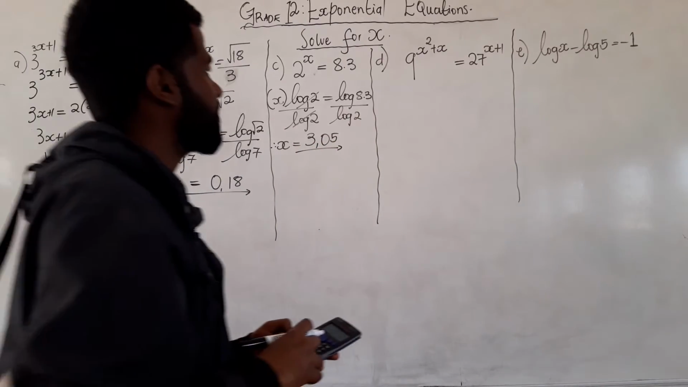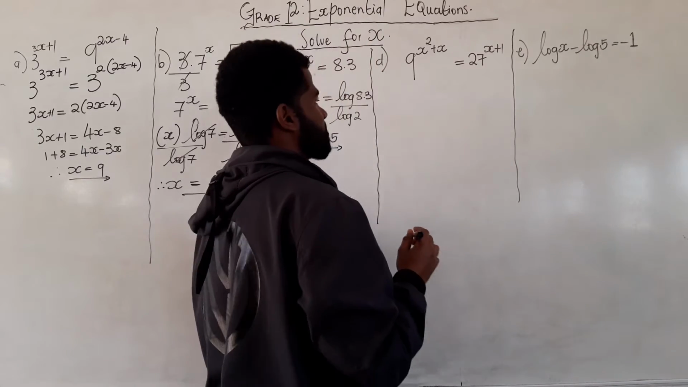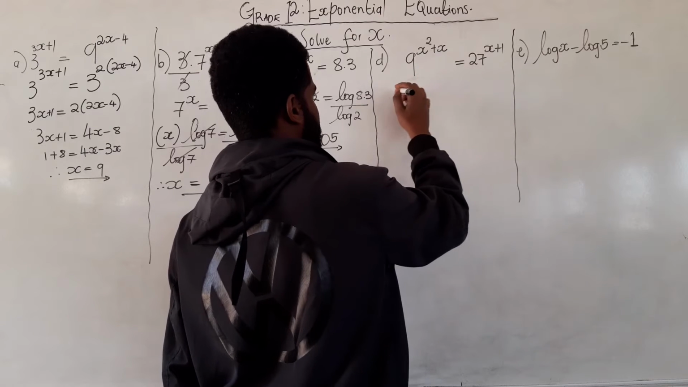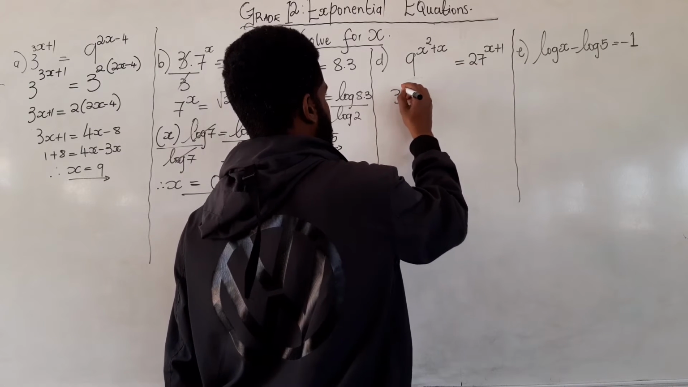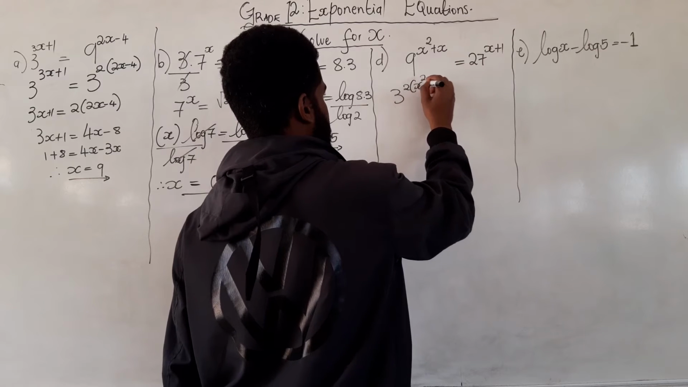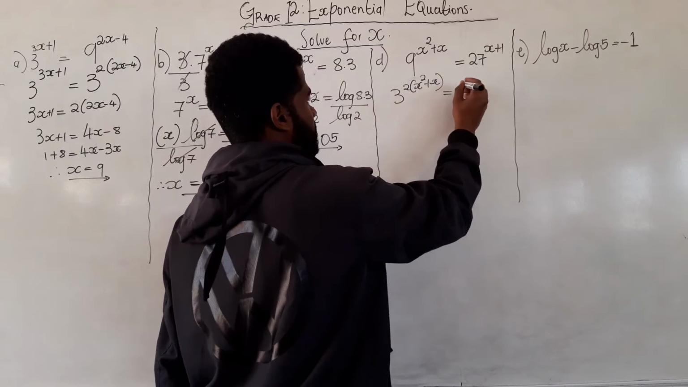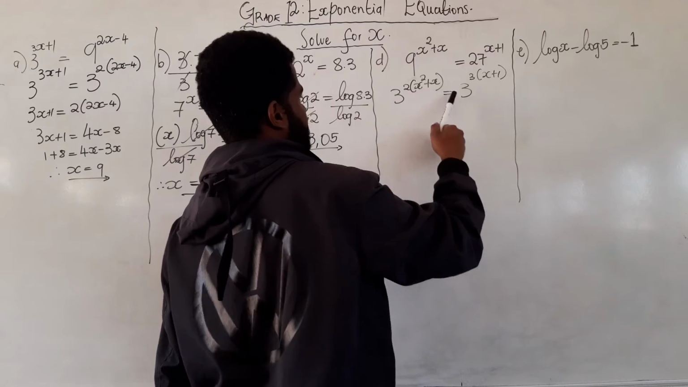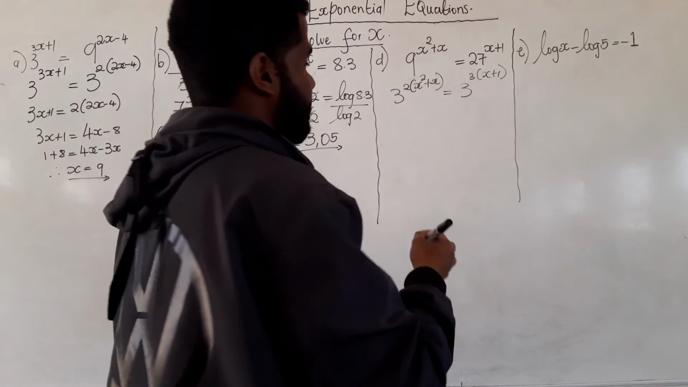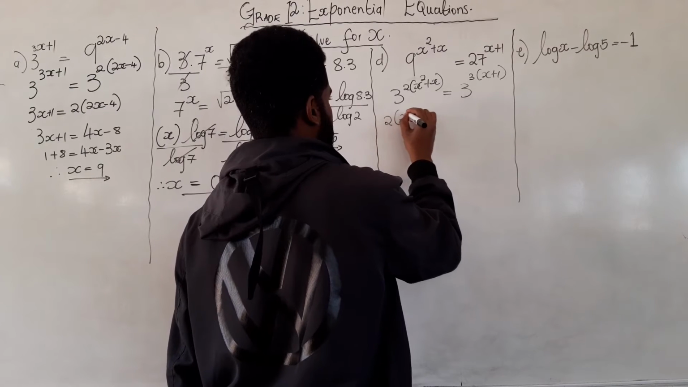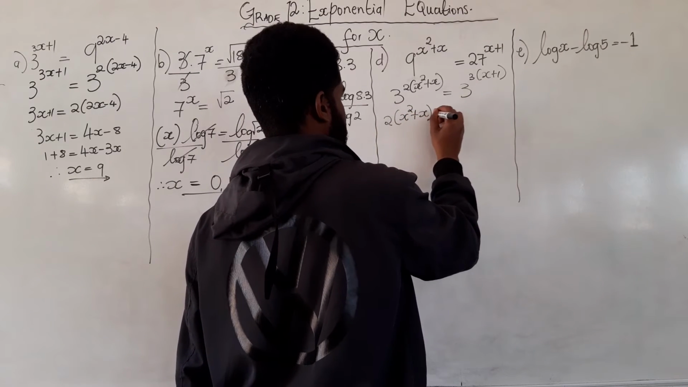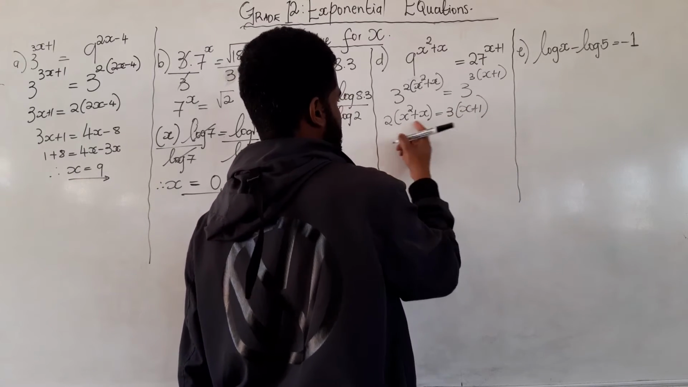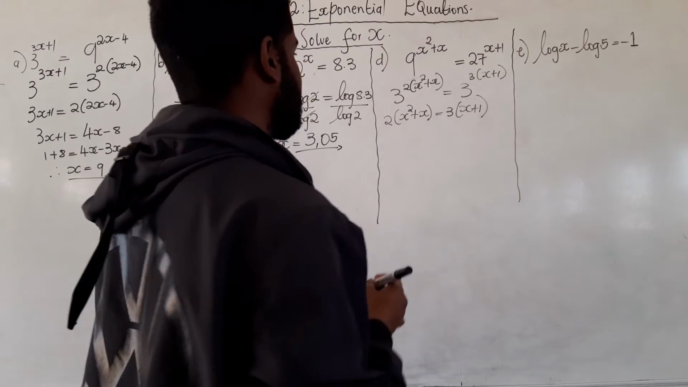Letter D: 9 to the power x squared plus x is equal to 27 to the power x plus 1. Let us prime factorize 9 and 27. This one is going to be 3 squared to the power x squared plus x is equal to 3 cubed to the power x plus 1. 3 squared is 9, 3 cubed is 27. And then we drop our indexes. So we are left with 2 times (x squared plus x) is equal to 3 times (x plus 1).